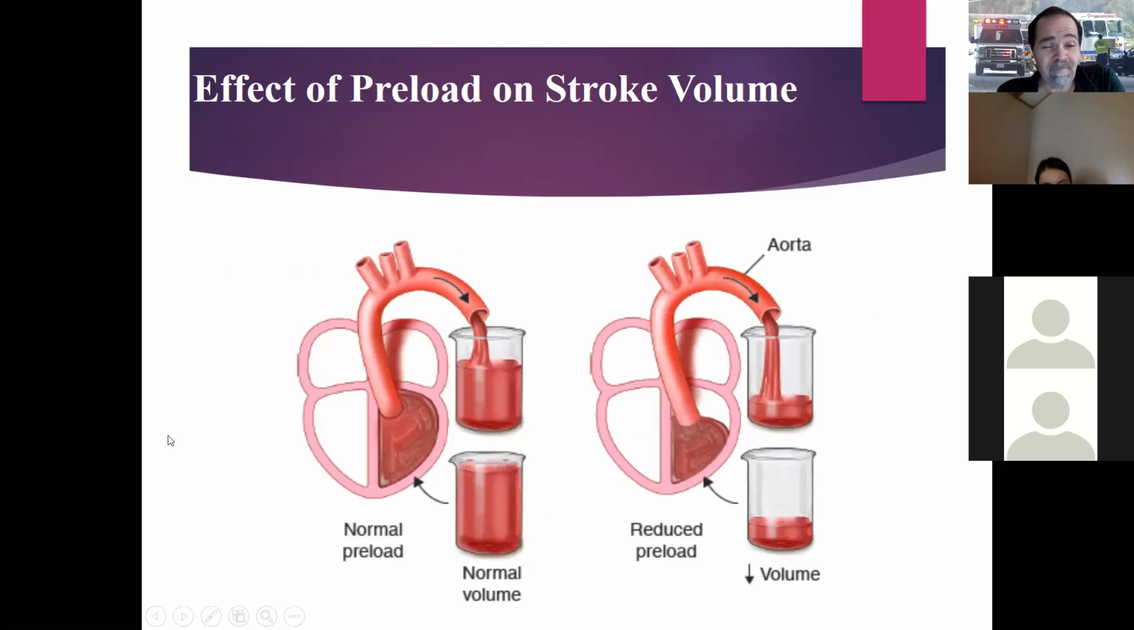So in this diagram, in normal preload, you have a normal amount of blood coming in, and the contractile force causes the blood to come out. So this would be the normal volume. But if you have a reduced preload, in other words, a smaller amount of blood coming back into the atrium, then you're going to have a smaller amount of blood going into the ventricles, and a lower volume of blood coming out. Does that make sense to you guys?